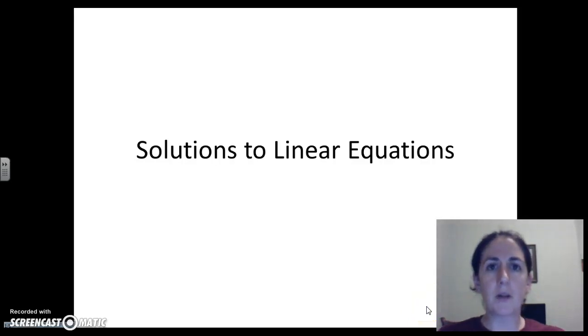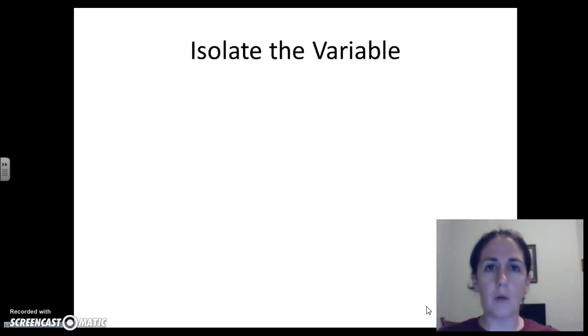Today we're going to talk about solutions to linear equations. We're going to start by talking about the overall goal, which is to isolate the variable. We'll start with a regular multi-step algebraic equation and then work into some more complicated ones.